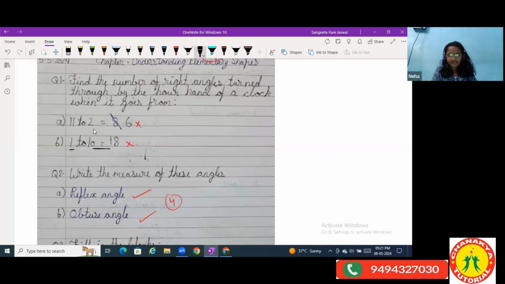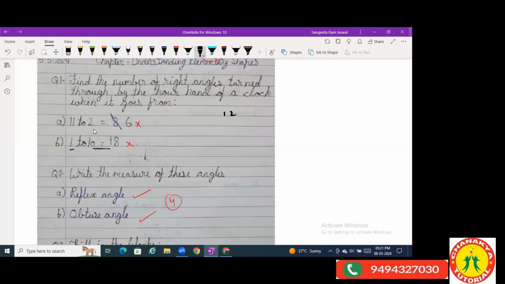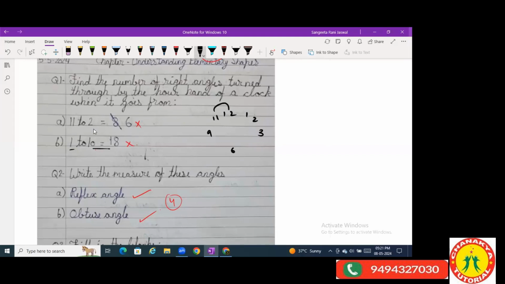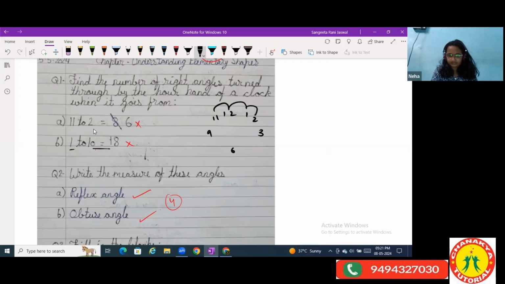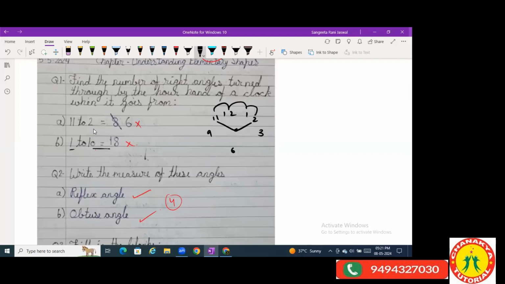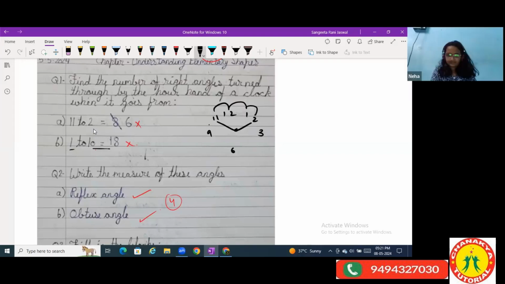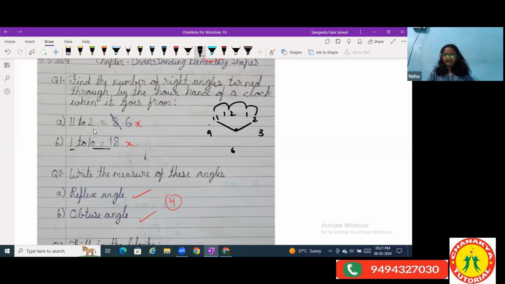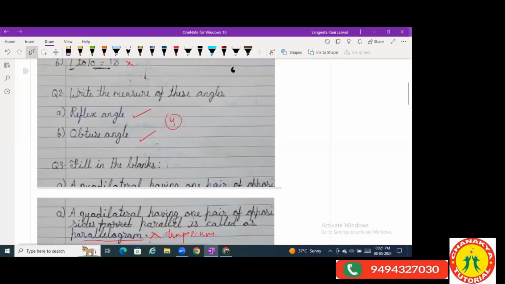If you make a clock like this, with 6 and 9, you can see here: from 11 to 12 is 1 hour, then another hour, then another. If it is 3 hours, it is making one right angle. Similarly, starting from 1 until 10, you have 3 right angles. So this was the mistake where you lost your marks.